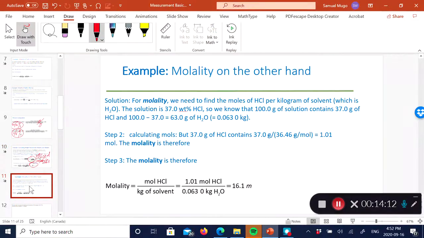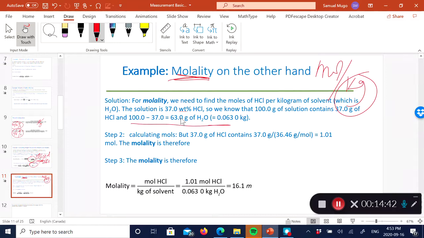On the other hand, if you're looking for molality, remember this refers to moles per kilogram of the solvent. Now, what you need to do is take the weight percent, which is 37 grams in 100 grams of solvent and water. So you can see the amount of water that is present would be: the 37 grams of HCl, and then the rest is going to be water.